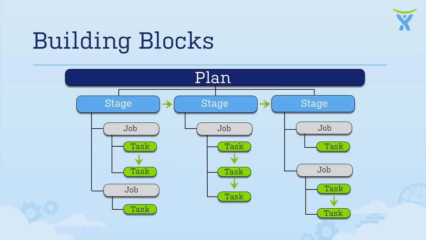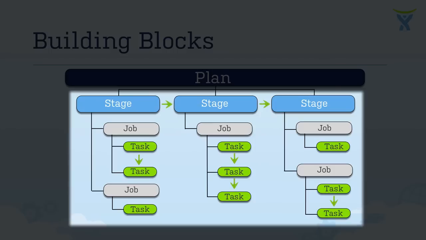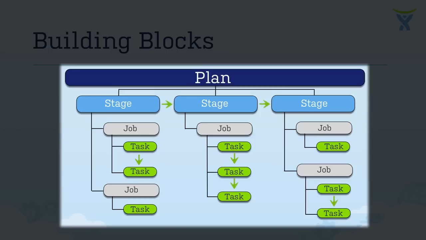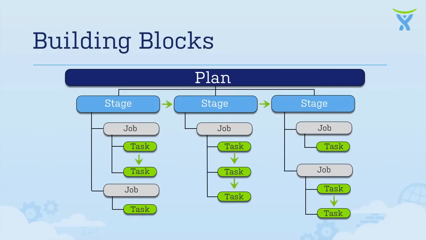So let's wrap it up and review. Tasks run sequentially inside their jobs, jobs run in parallel inside their stage, and stages run sequentially inside their plan. By compartmentalizing build steps this way, Bamboo gives you the perfect blend of power, flexibility, and control.